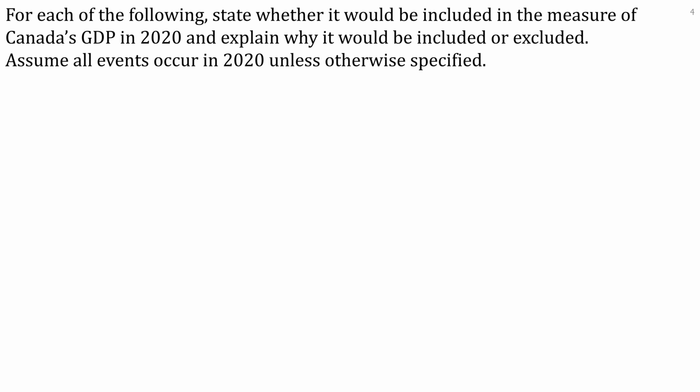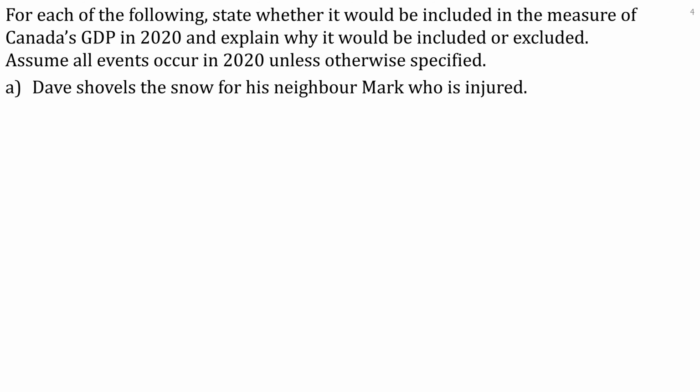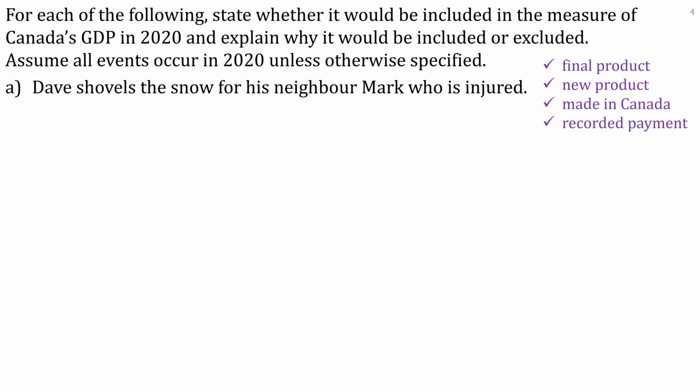For each of the following, state whether it would be included in the measure of Canada's GDP in 2020 and explain. We're going to assume all events occur in 2020 unless otherwise specified. So in the first example, Dave shovels the snow for his neighbor Mark, who is injured. We need to think about four things in particular. If this event checks all four boxes, then we would include it in Canada's GDP.